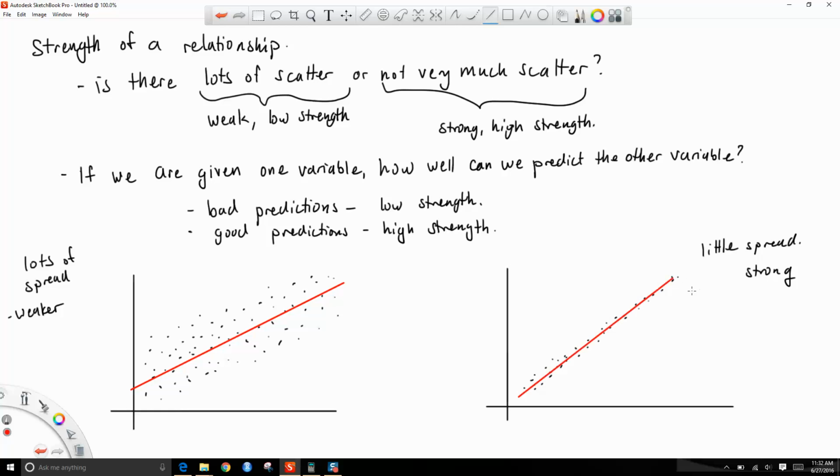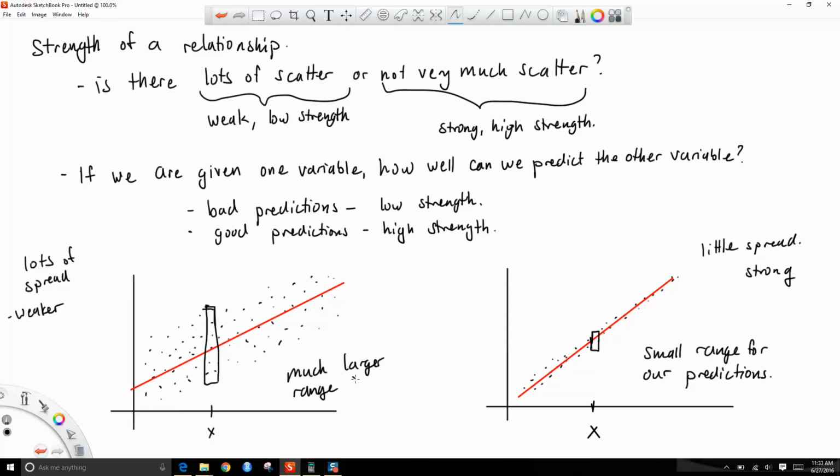Okay, so if we were to make predictions for this particular value of x, our predictions would be just in a very small range of values, okay? Small range for our predictions. But if this is the x that we're trying to predict here, then there's a much larger range for our predictions.